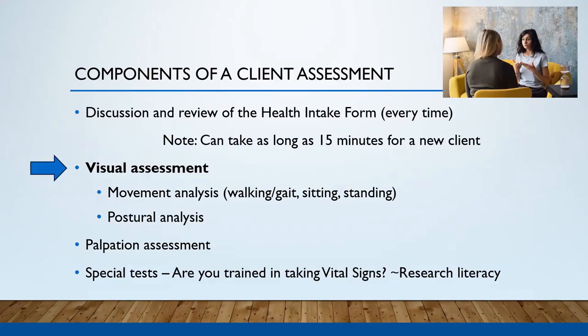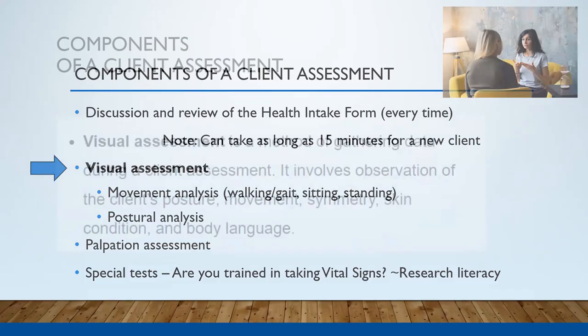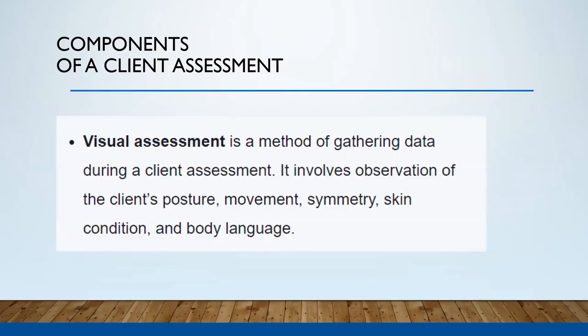Vital signs are a great way to document the benefits of massage if you're doing some type of research literacy or building a body of evidence, some qualitative research on the benefits of massage. However, that might be a little bit further down the road for you. So the visual assessment is a method of gathering data by looking at them, by observing their posture, their movement, their symmetry, their asymmetry, their skin condition, their body language.